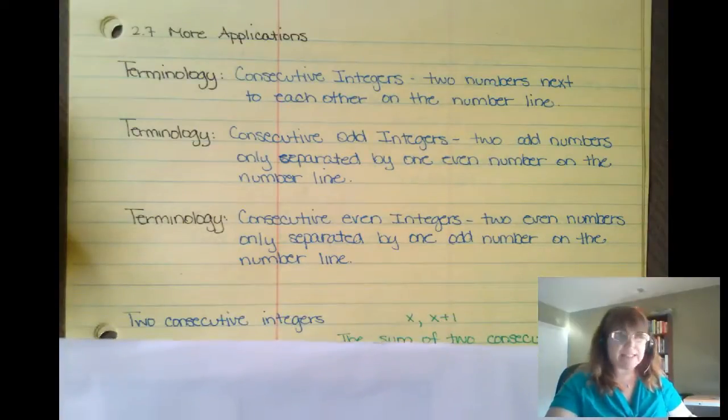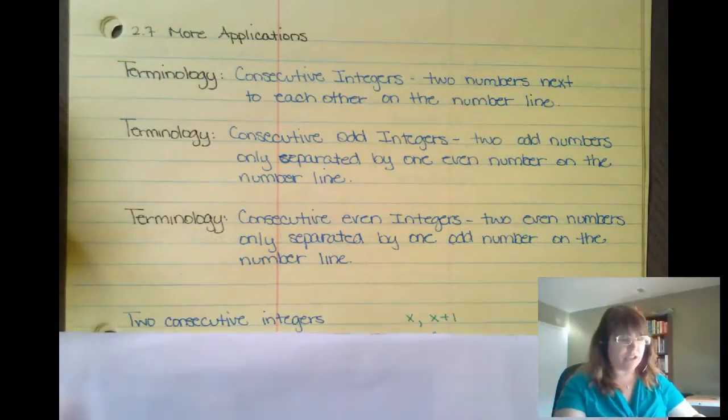So when we're discussing two consecutive integers and you have a problem with two consecutive integers, we don't know what the first integer is. So we're going to call that x. And then the next consecutive integer would be x plus 1. Because again, we don't know where we're starting, but we do know the very next number is plus 1.